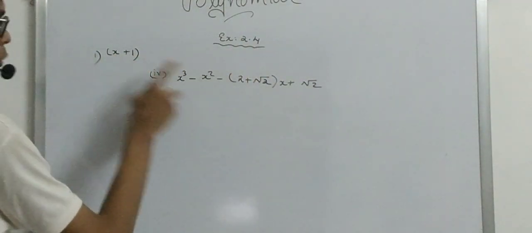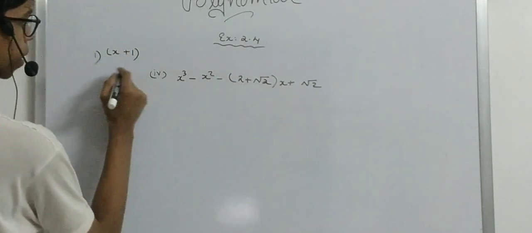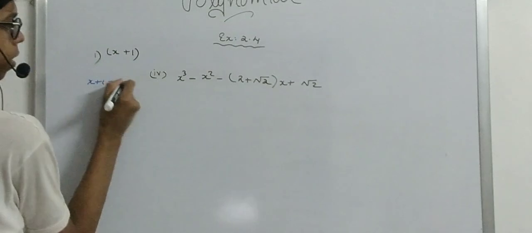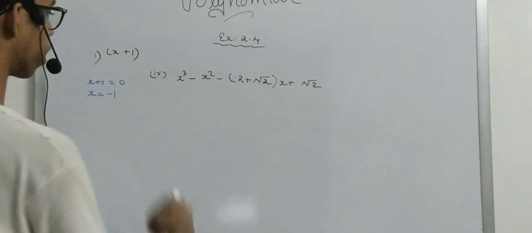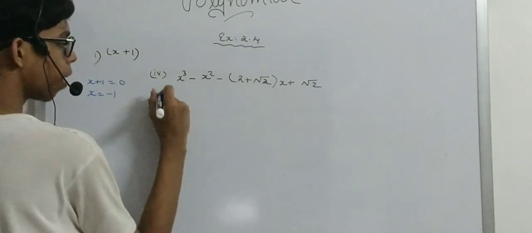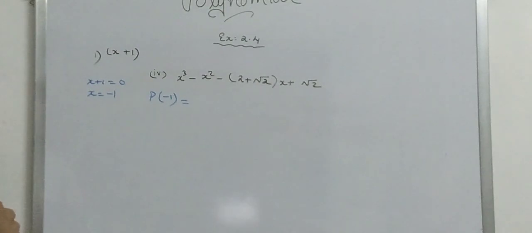We have to determine whether x plus 1 is a factor of the given polynomial. So first of all, we can write x plus 1 is equal to 0. From here we will be getting x is equal to minus 1. So we have to find the value of p of minus 1.